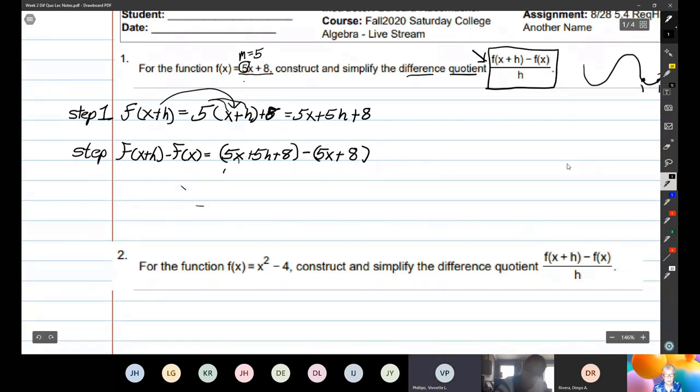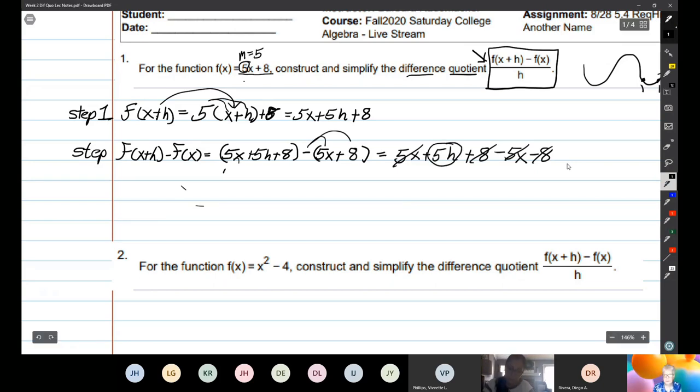Okay, so now that's going to be, let me write it out here so I'll have room. 5x plus 5h plus 8, that's f of x plus h, minus 5x minus 8, because I have to distribute the minus sign. Now I'm going to combine like terms. Notice this is really only polynomial subtraction. 5x minus 5x is 0. 8 minus 8 is 0. And I'm left with 5h.